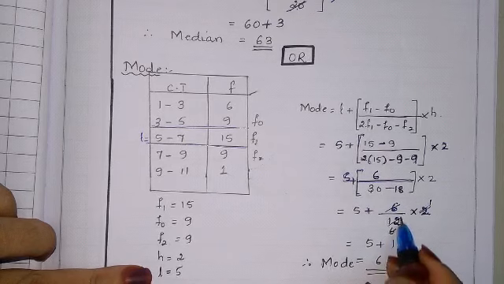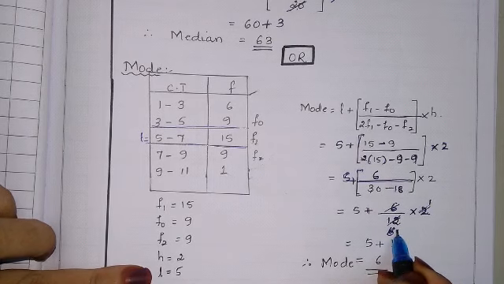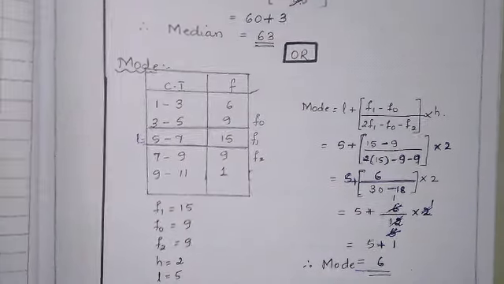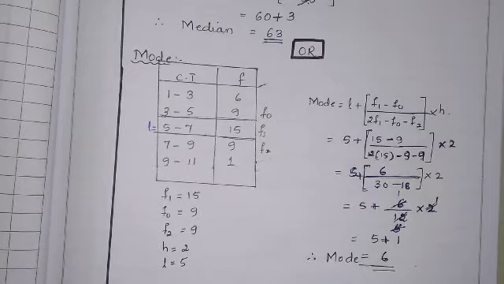2 ones are 2, 2 sixes are 12, so 6 upon 6 ones are 6. So 5 plus 1 is 6. The value of mode is nothing but 6. Okay. Let us see the next question.